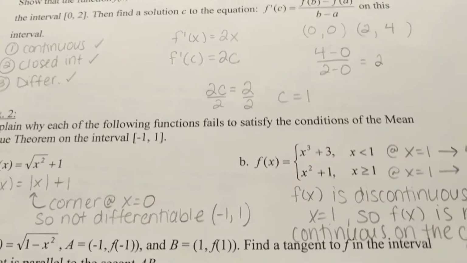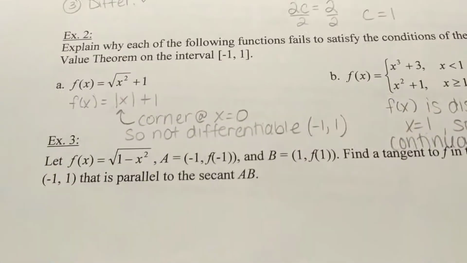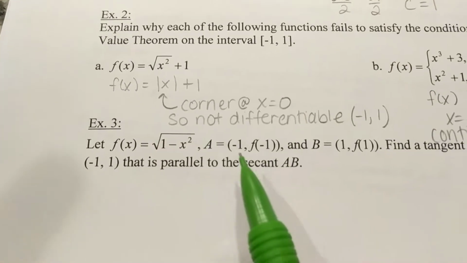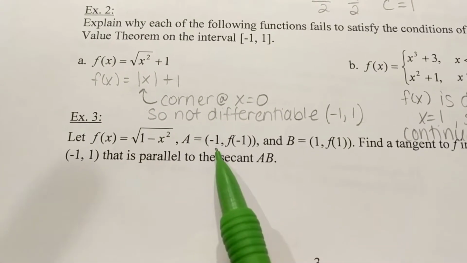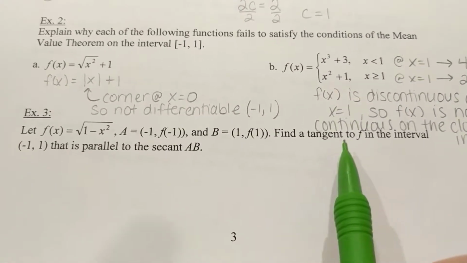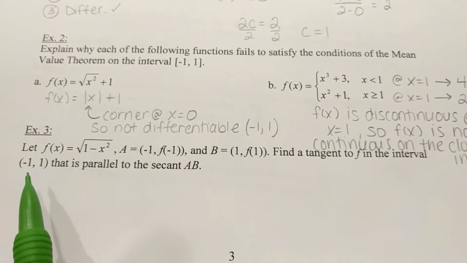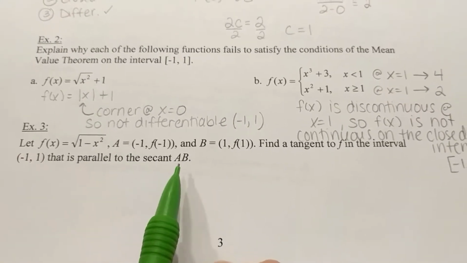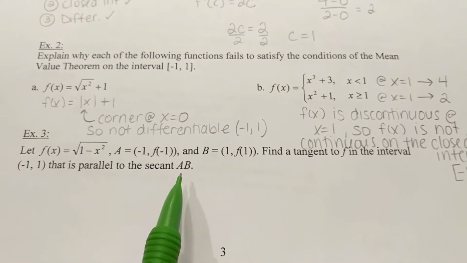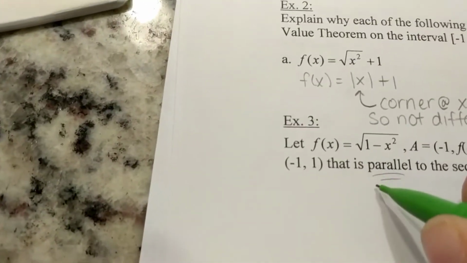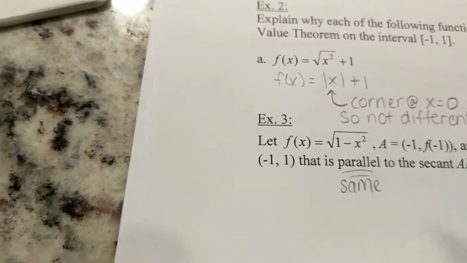So our next one, example 3, gives us this function, square root of 1 minus x squared, and they tell us to start at a of -1 and b is 1. And they want us to find the tangent to f from -1 to 1 that's parallel to the secant AB. Parallel just means same slope. We've seen this many times before.